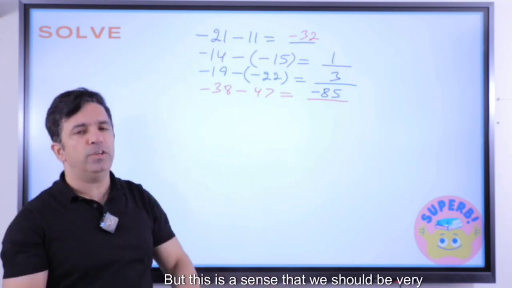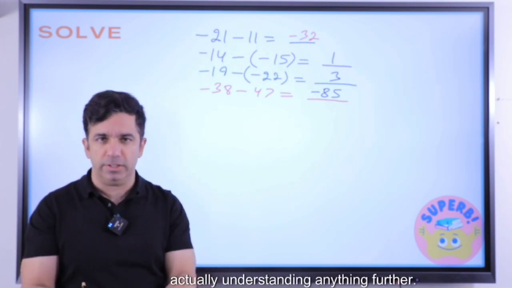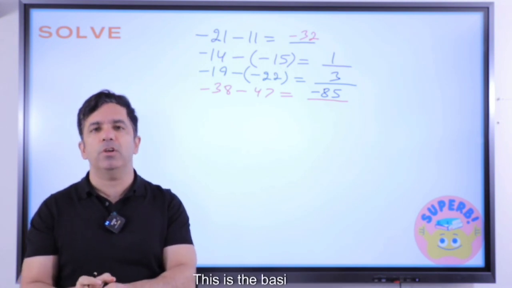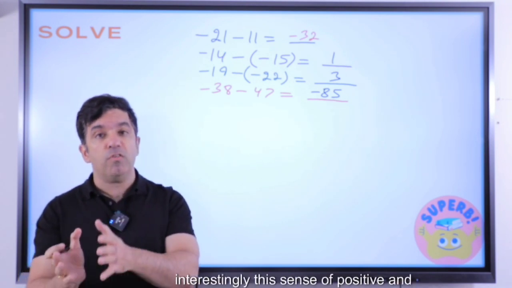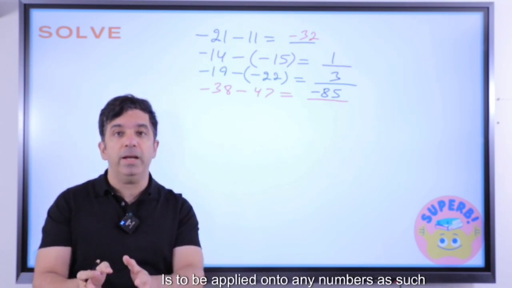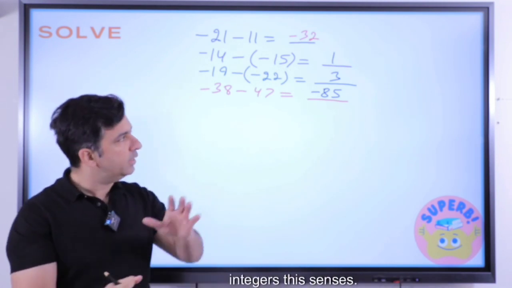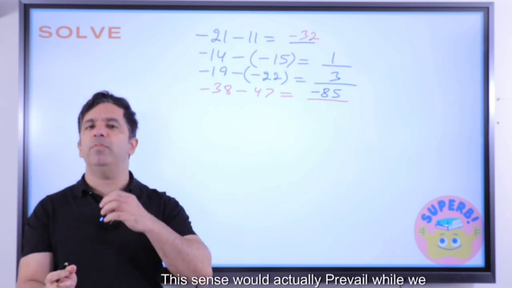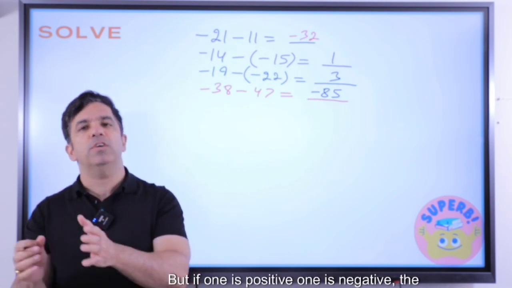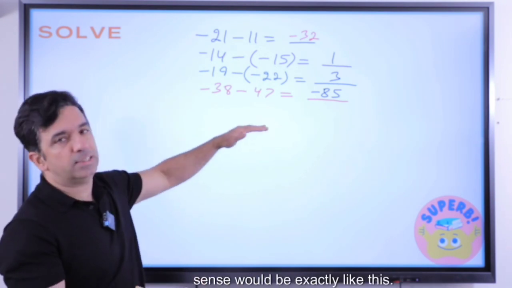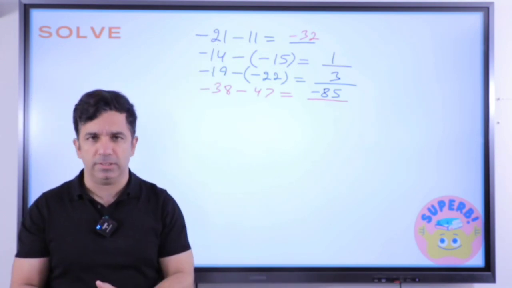This is a sense that we should be very comfortable with, first of all, before understanding anything further. So this is the basic logic of addition and subtraction of integers. But interestingly, this sense of positive and negative is to be applied onto any numbers. It is not restricted to only integers. This sense would prevail while we are adding fractions or decimal numbers. If one is positive, one is negative, the sense would be exactly like this. So just remember this logic, because we are going to use it in so many places.